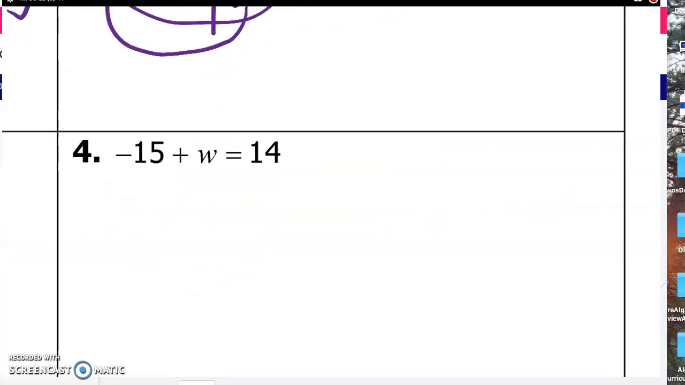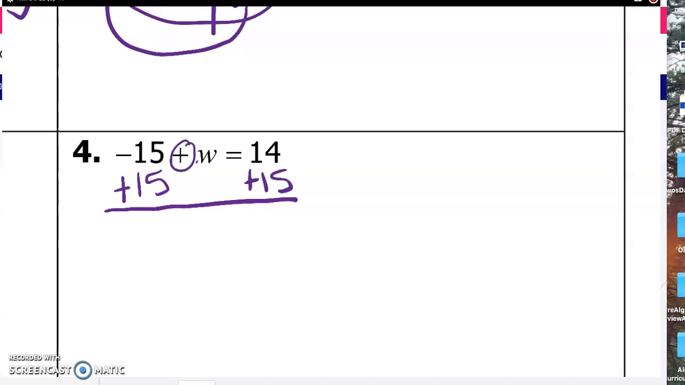Number 4, this one is a little bit confusing because we see this plus sign, so we think, oh, I need to subtract 15. But if you typed this into your calculator, it would not cancel. So there are two different ways we can do this. One is you just have to recognize, okay, to get it to be 0, to get it to cancel, I need to add 15. So we'll do it that way first, is add 15.